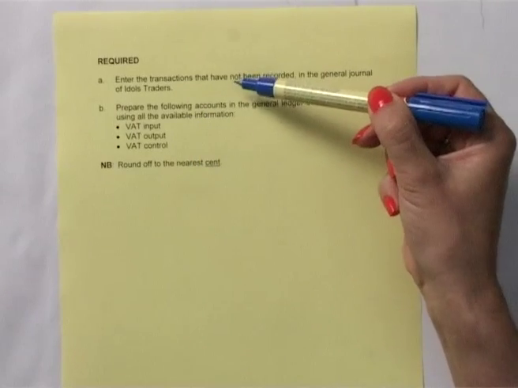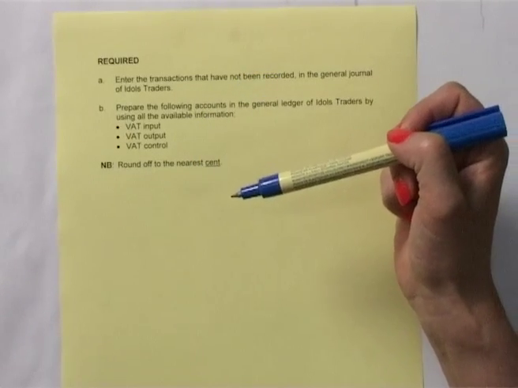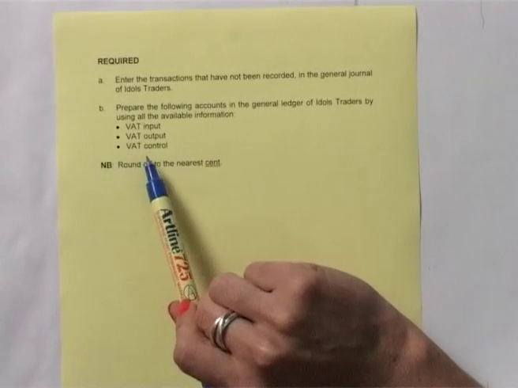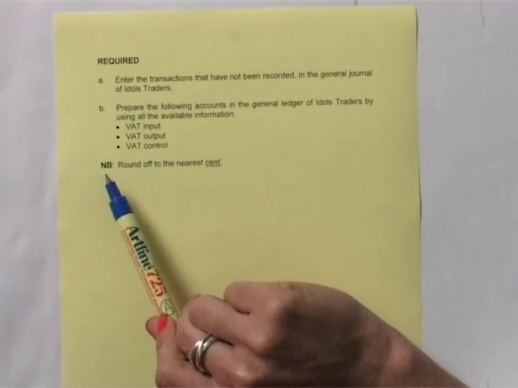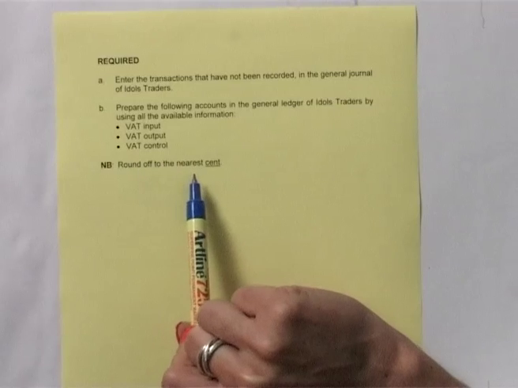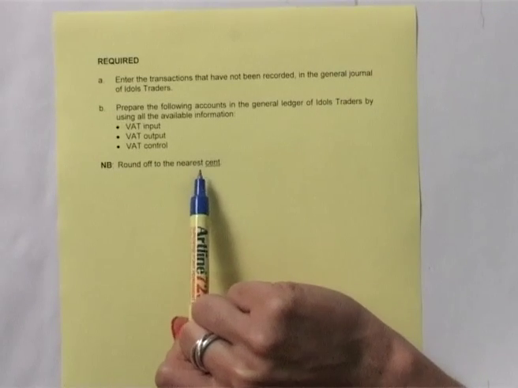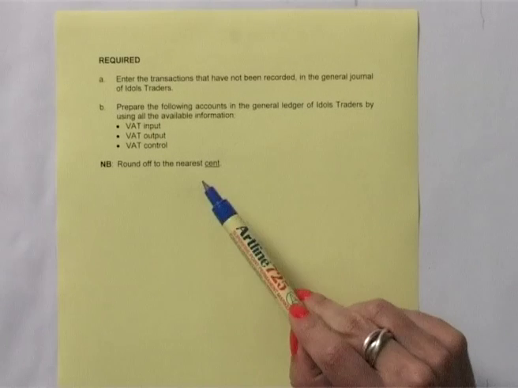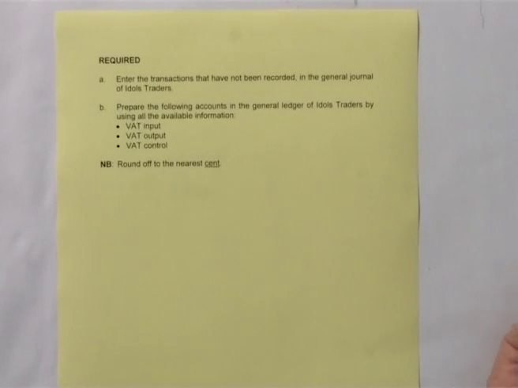So that will include the journal entries from the A part. We have to do the VAT Input, VAT Output, and VAT Control Account. Again, at the bottom, they tell us we have to round off to the nearest cent. So we cannot convert it to rands. We have to put the two amounts after the comma.